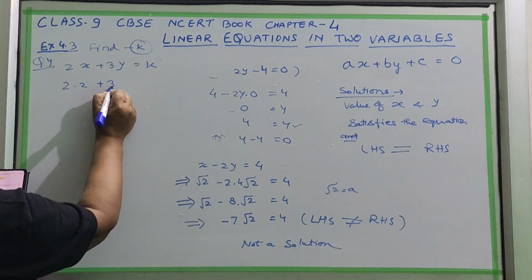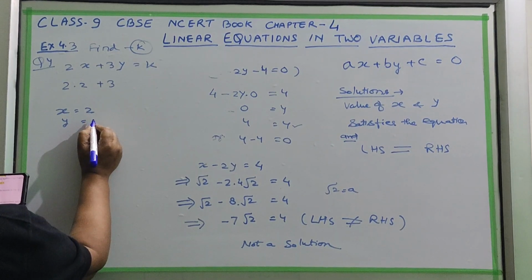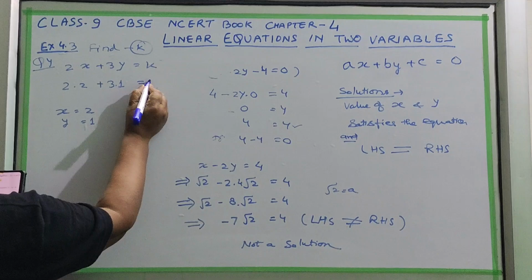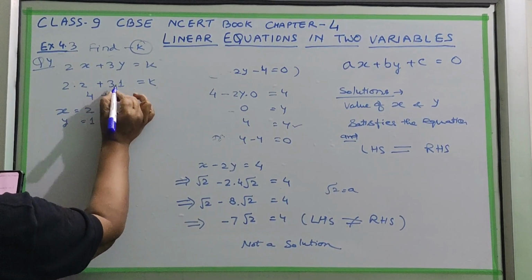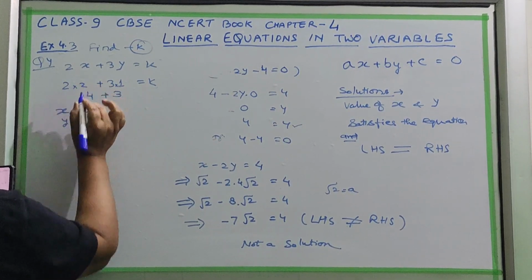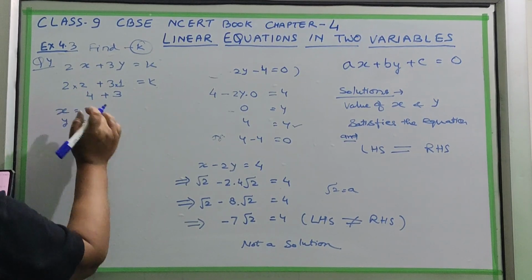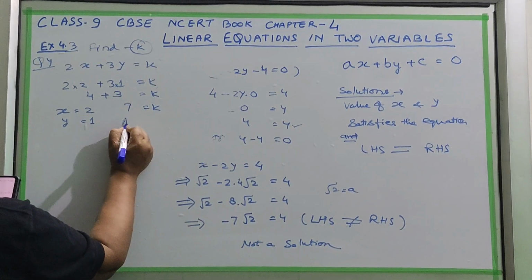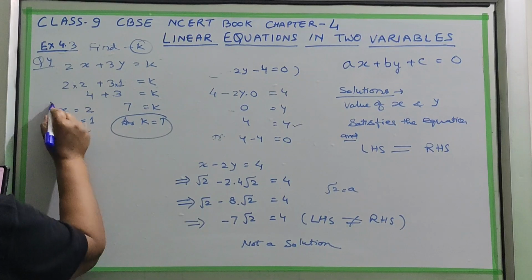And y is equal to 1 they have given. So 2 into 2 plus 3 into 1 equal to k. This will become 4 and this will become 3. The point means it is a multiply sign, or you can use the multiply sign also. In place of x, because x sometimes makes confusion, that's why in algebra we put a point. So 7 equal to k. So the answer, k's value is 7. This is your answer.